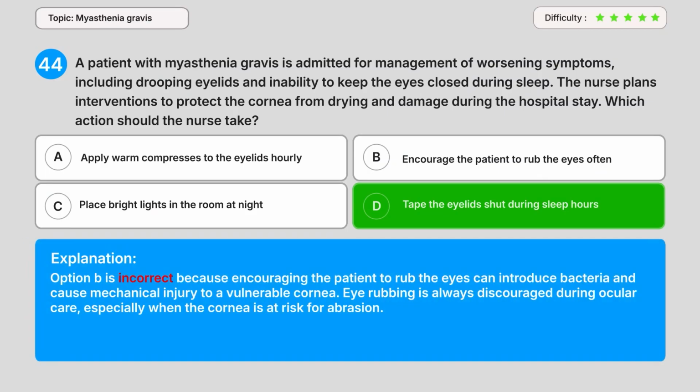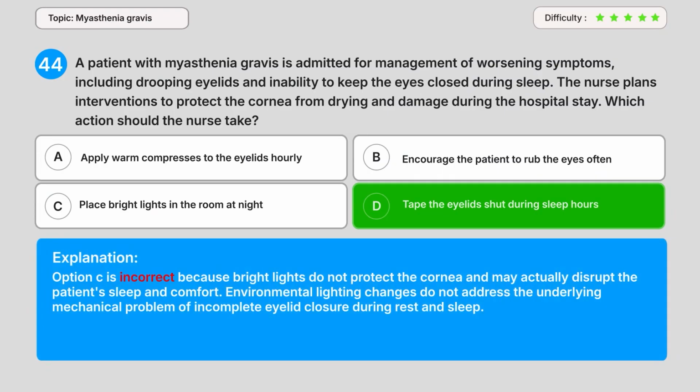Option B is incorrect because encouraging the patient to rub the eyes can introduce bacteria and cause mechanical injury to a vulnerable cornea. Eye rubbing is always discouraged during ocular care, especially when the cornea is at risk for abrasion. Option C is incorrect because bright lights do not protect the cornea and may actually disrupt the patient's sleep and comfort. Environmental lighting changes do not address the underlying mechanical problem of incomplete eyelid closure during rest and sleep.